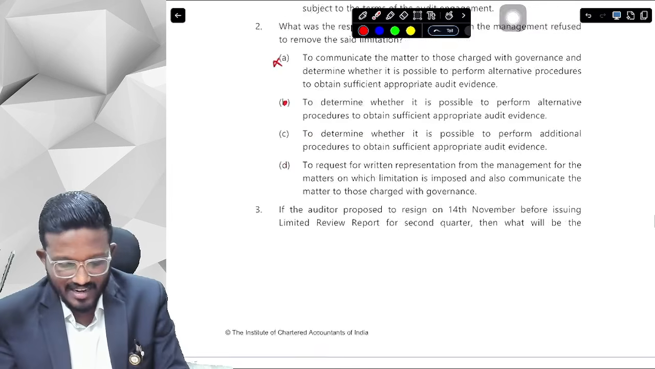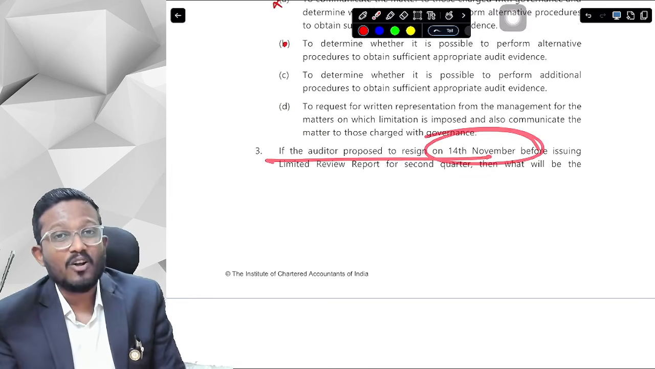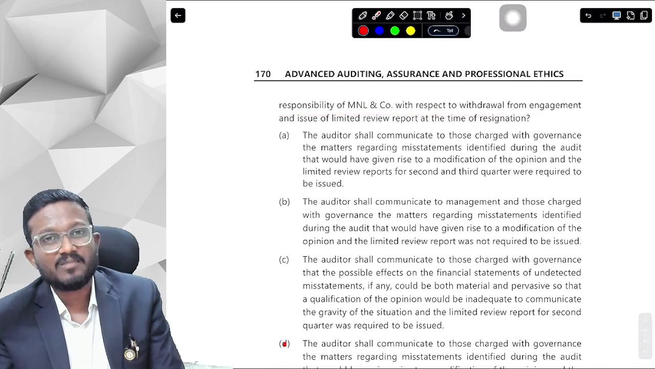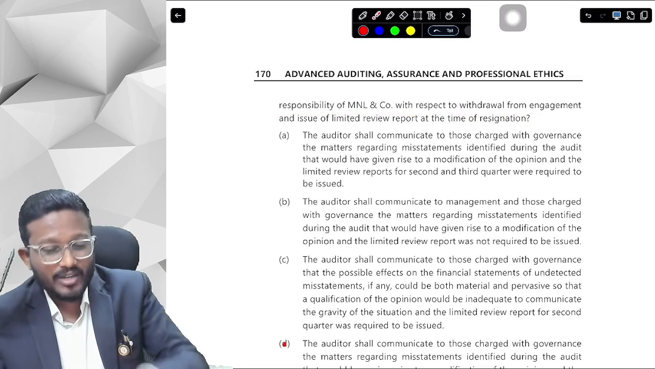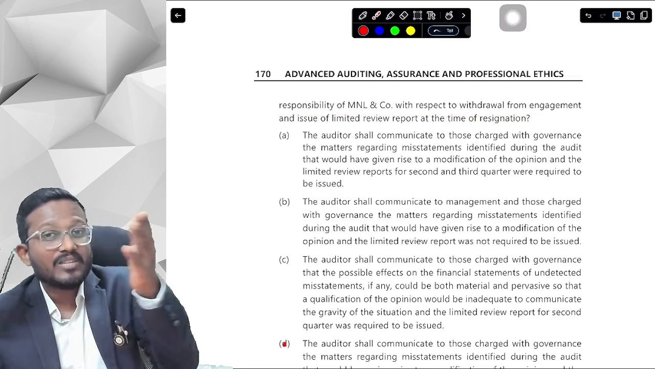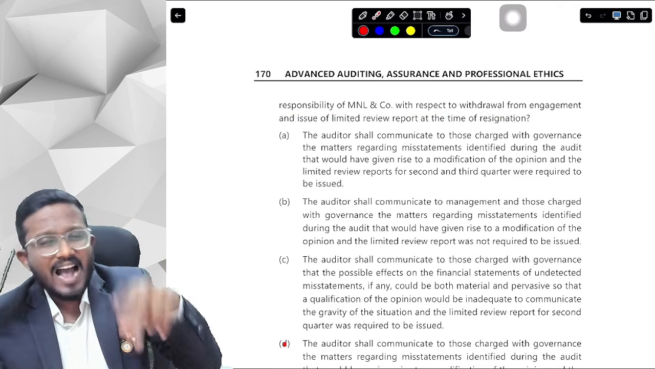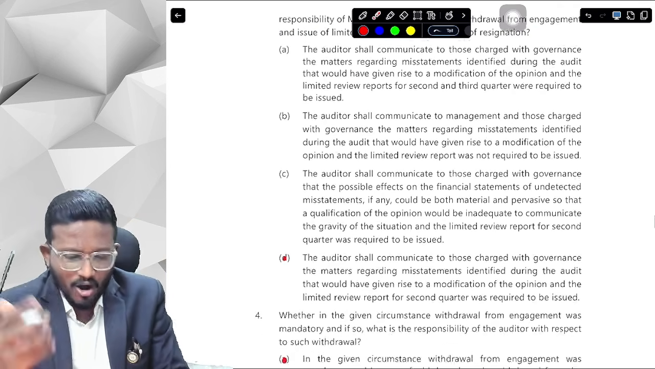Okay. Yes, sir. Next, if we propose to resign on 14th November, then what will be the responsibility of the auditor with respect to withdrawal? If on 14th November we want to resign, that means it is within 45 days from the end of the quarter. Then we will just have to issue the limited review report of the second quarter, and we will just have to mention or inform before withdrawing.